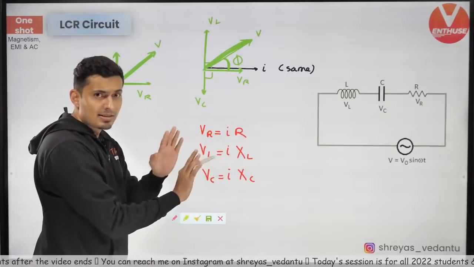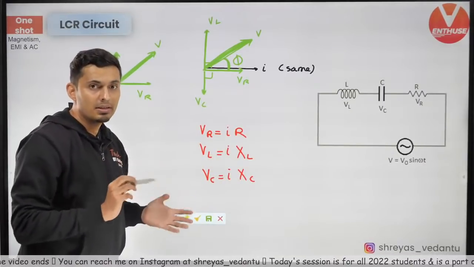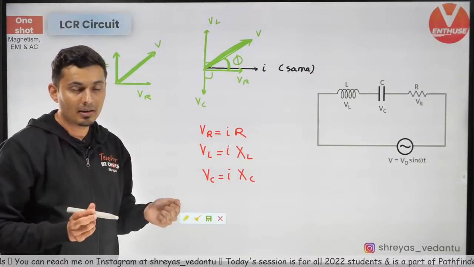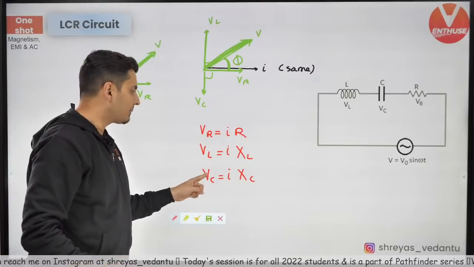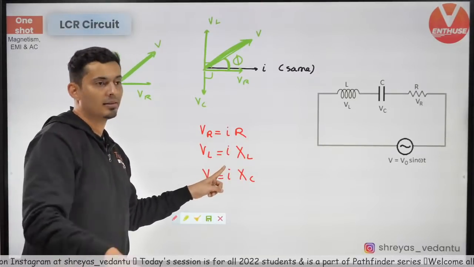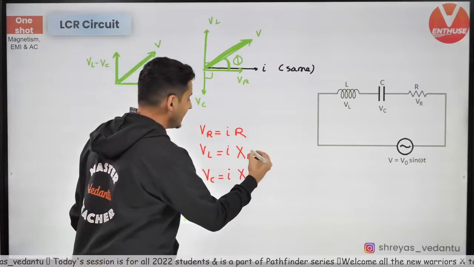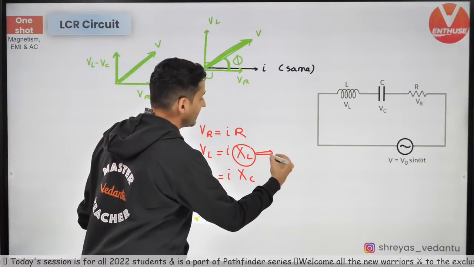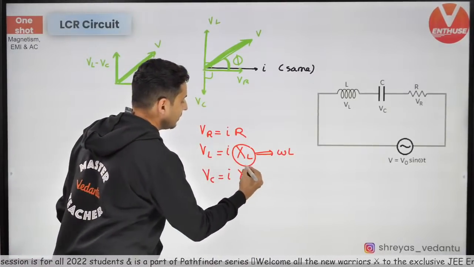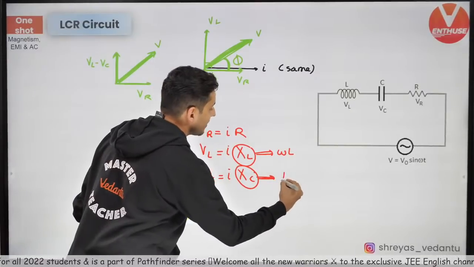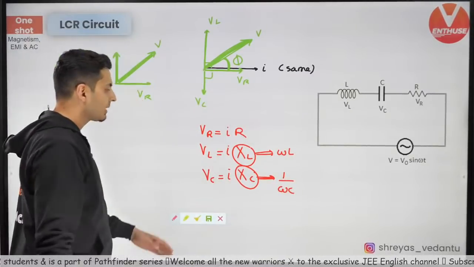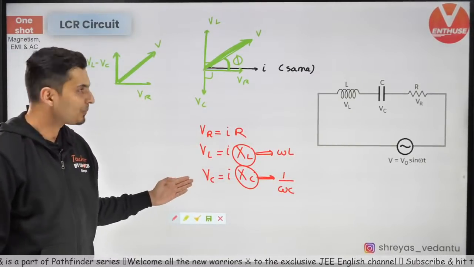Resistance and reactance have same units. Their behavior is also same. They oppose the current. But for inductor and capacitor, they are not called a resistance because they do not produce heat. XL formula is nothing but omega L, and for XC the formula is 1 by omega C. These are the things which you should know.